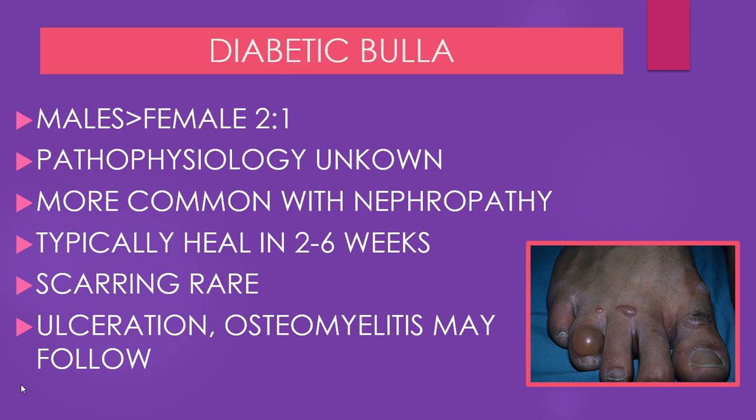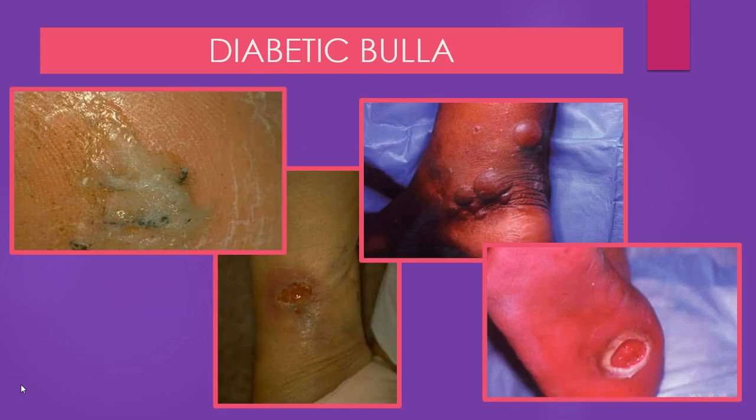Diabetic bullae are not at all uncommon. The cause of diabetic bullae remains unclear. It is seen more commonly in patients with renal dysfunction. Scarring is rare, but superficial ulceration and infection are not rare, and frequently staph or strep infection will occur in association with these lesions. More commonly, they heal in about a month and a half.